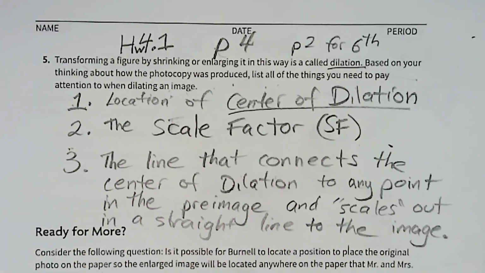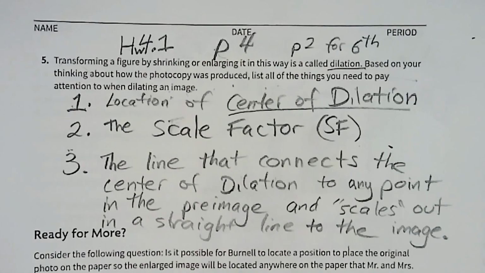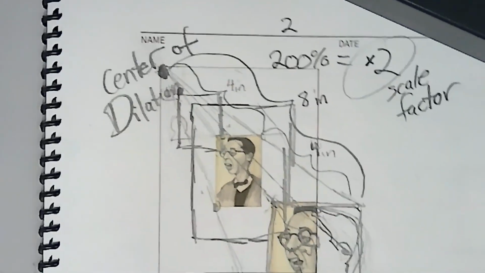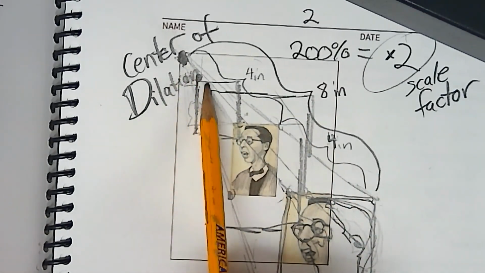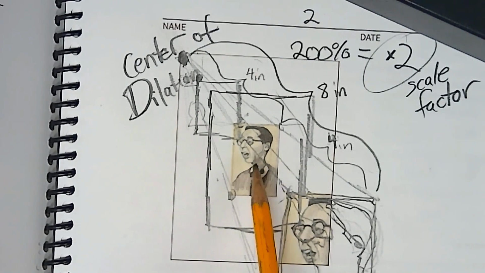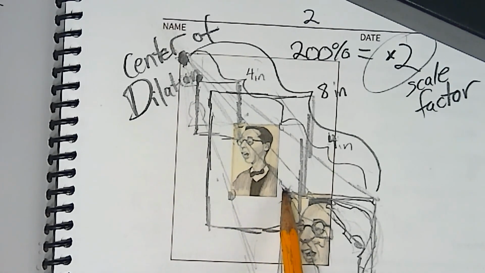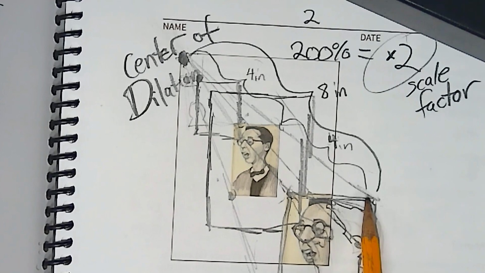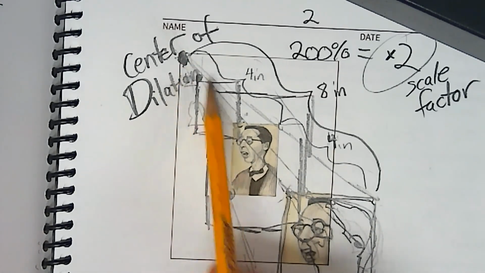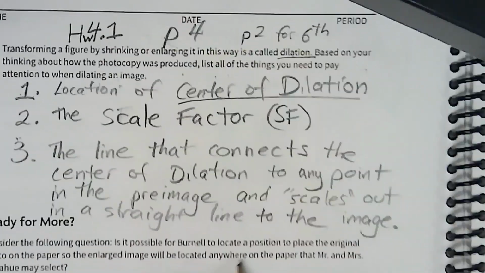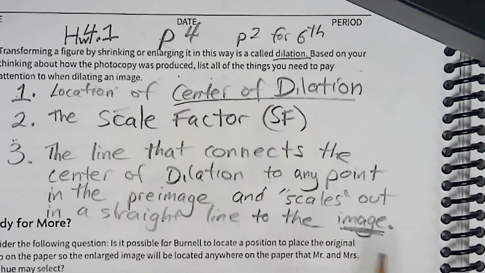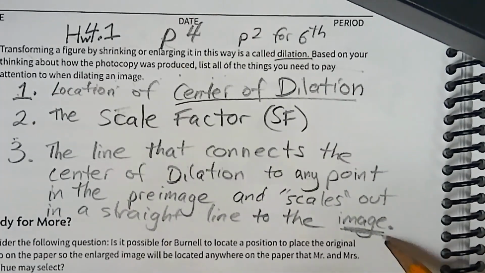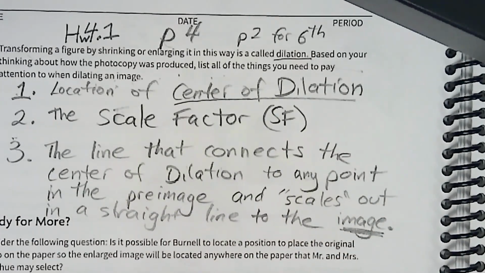Okay, so these lines, center of dilation. They push a point here out to here, or they push this point out to here, along the line. See, it all connects back here. They all go back to the center of dilation, and all of the image points are on a line that connects them to their pre-image point.